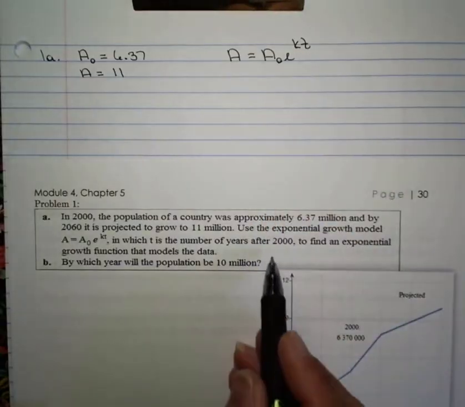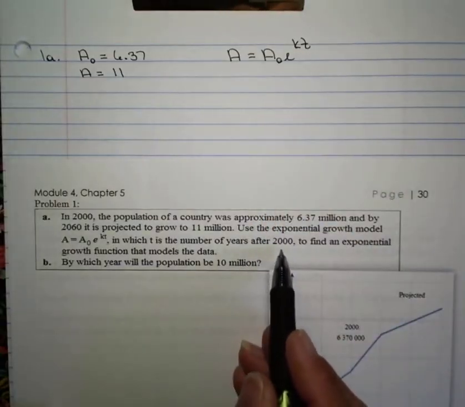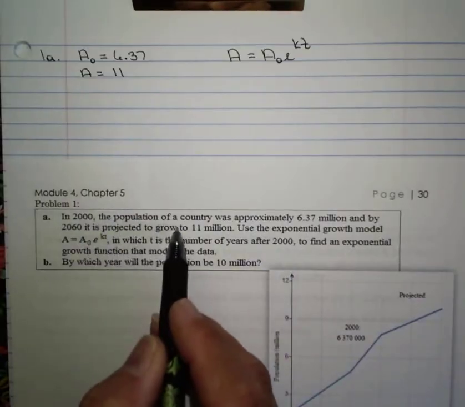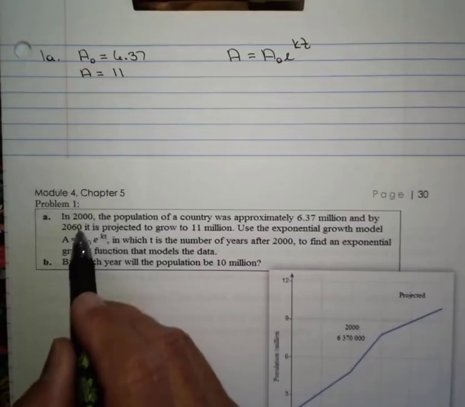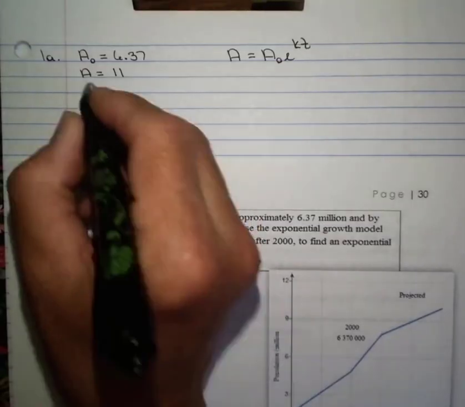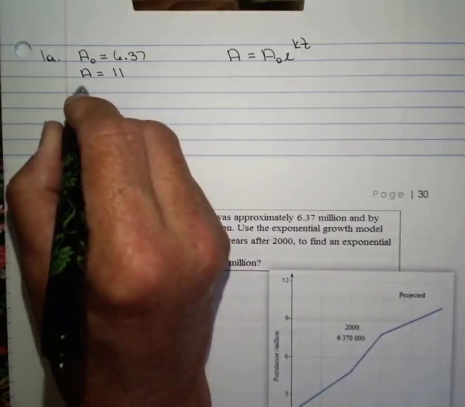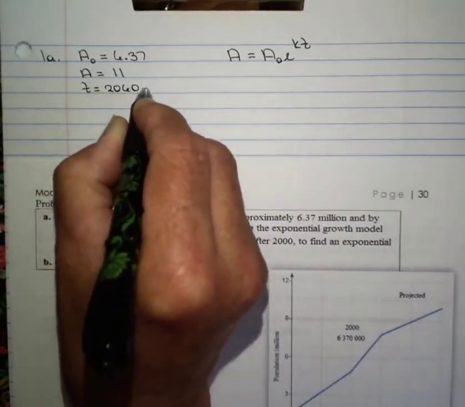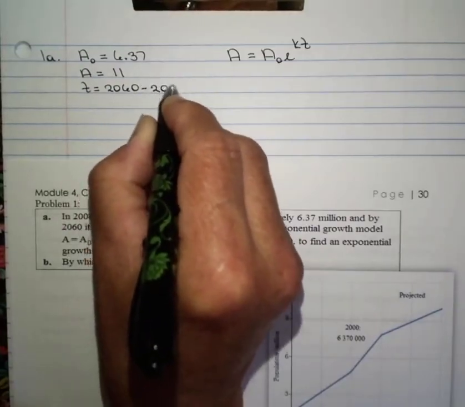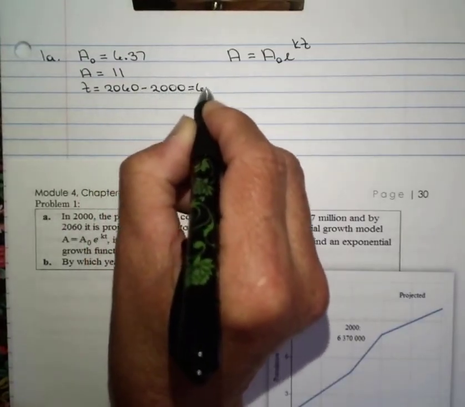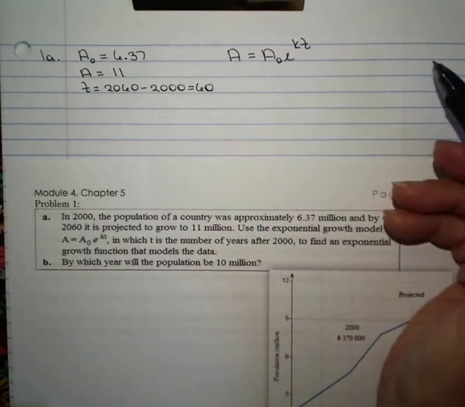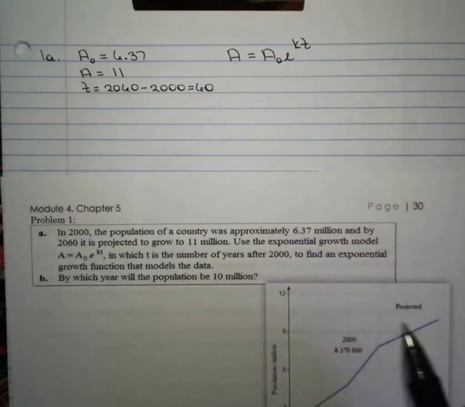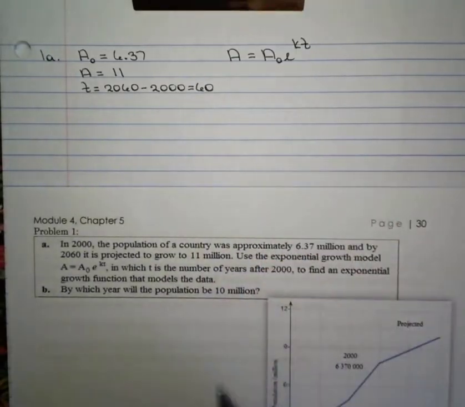And they said here it's going to be the number of years after 2000. And they did give me an amount here that I'm working with. I'm working on the growth up to 11 million, and that was in 2060. So I'll say time is equal to that difference between 2060 and the base year, which was 2000. So of course, time for this one is going to be 60. Now, if I just have the one unknown, even if it's in an exponent, I can find what my growth function is. So I'm going to start solving it.